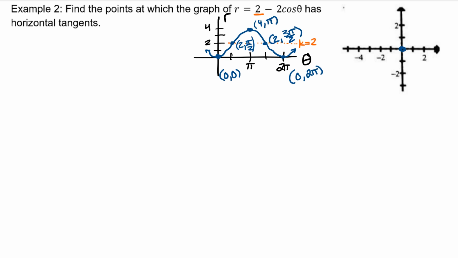Zero, 0 is also at the origin. Pi halves is a radius of 2 at the angle pi halves. Pi is a radius of 4 at the angle pi. 3 pi halves is a radius of 2, angle of 3 pi halves. And back to 0 at 2 pi, a 0 radius. It doesn't matter what your angle is, you're going to have a point at the origin. Because we don't have an additional point over here, I know that this one is not going to have a loop, but because it did go back to the origin, that means I'm going to have a cardioid.